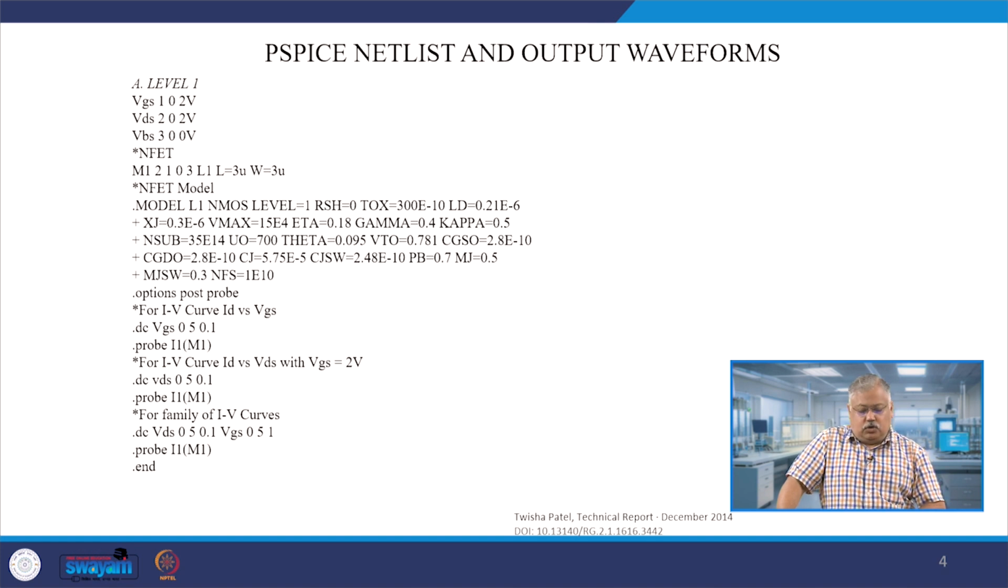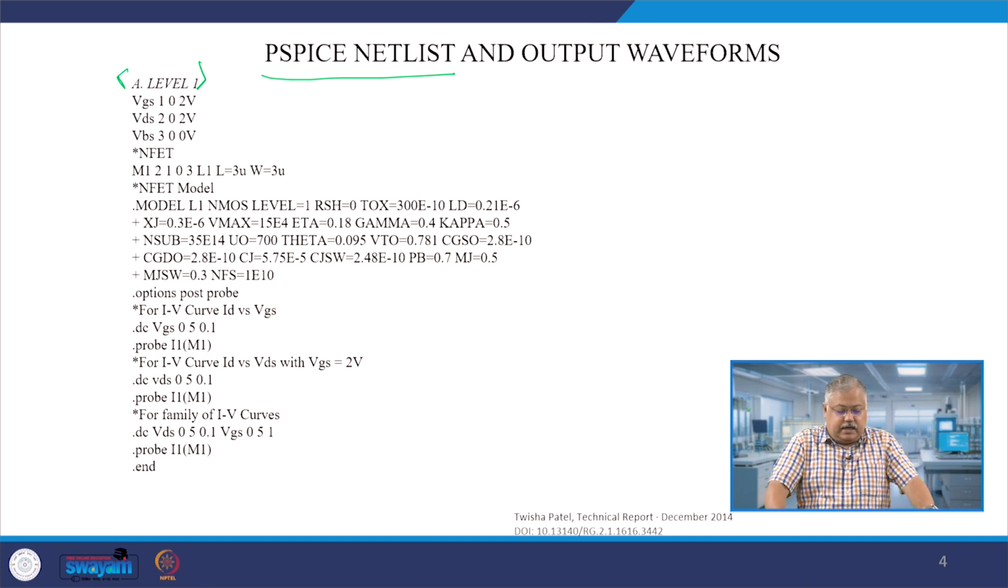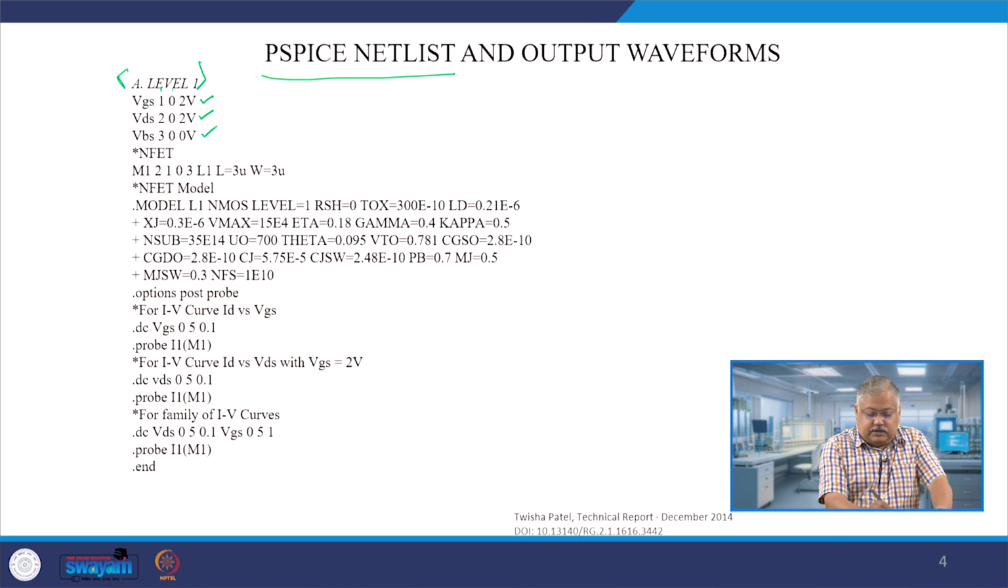This is the first example which I am quoting in front of you, a PSpice netlist. This is known as a netlist and this is basically level 1. If you look very carefully, this is level 1. What we are saying is that you apply a VGS which varies from 0 to 2 volts, and VDS is again 0 to 2 volts, but VBS is 0 volts. So, there is no body effect coming into the picture.